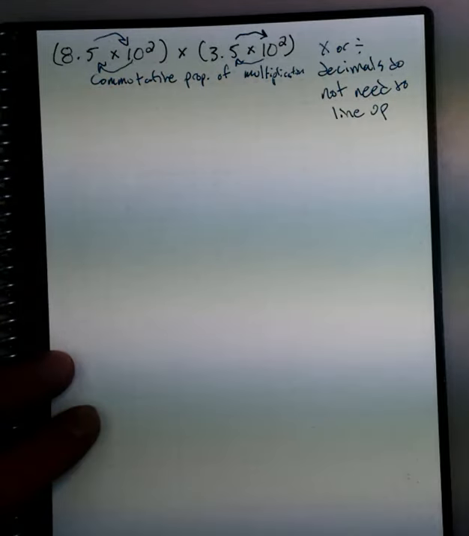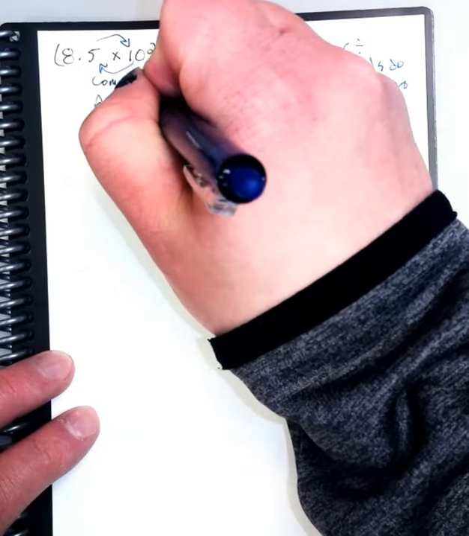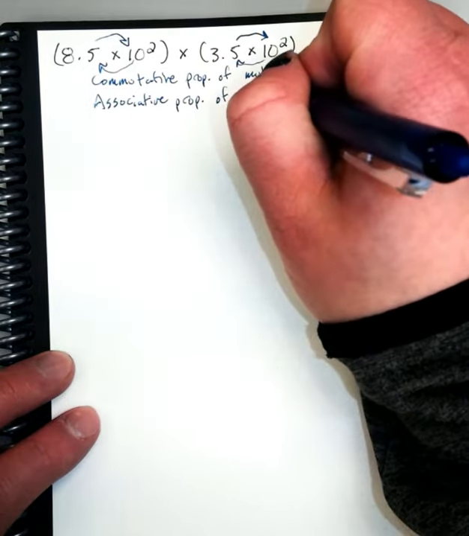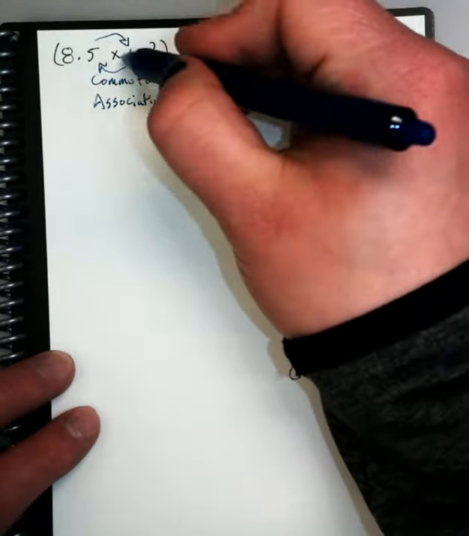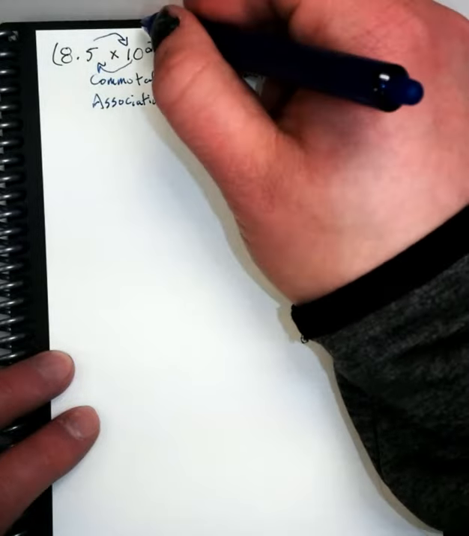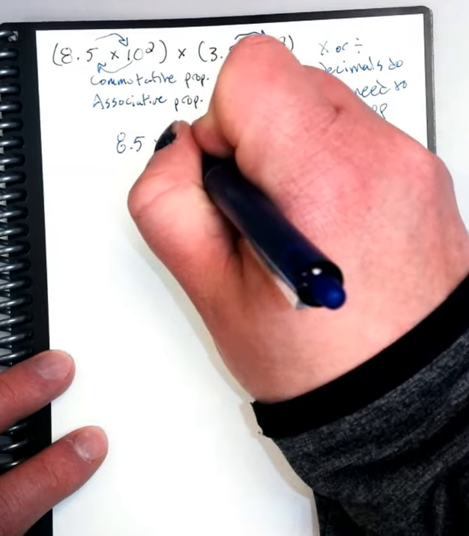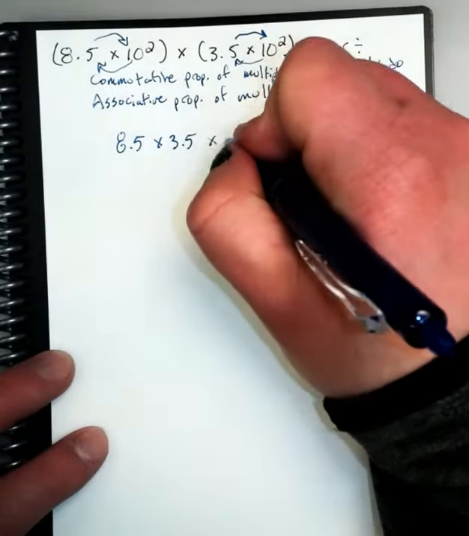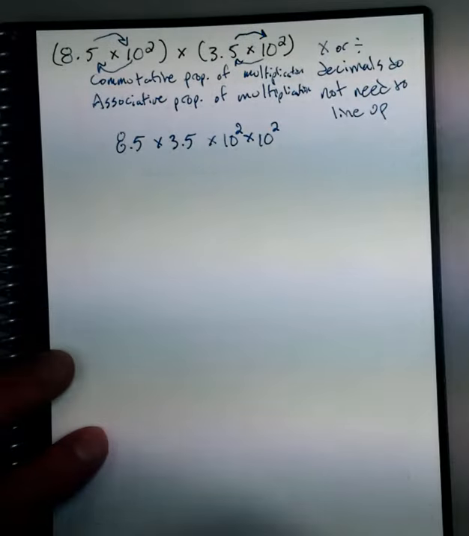But remember, when I had multiple numbers being multiplied together, that property had a different name. That's the associative property of multiplication. So because I have these two properties, I can flip these two, or I can rearrange this entire problem to put my numbers next to each other, so 8.5 times 3.5, and put my powers next to each other, 10 squared times 10 squared.